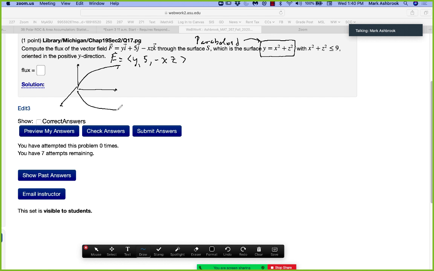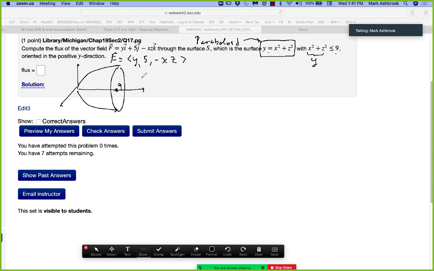And we want that paraboloid only for x squared plus z squared is less than or equal to 9. So there's going to be some point out here where we're going to stop and finish the surface. So notice that x squared plus z squared, well, that is y. So this is the same as saying for y less than or equal to 9. So this point is 9 right here. So we want only the part of the paraboloid up until y equals 9.